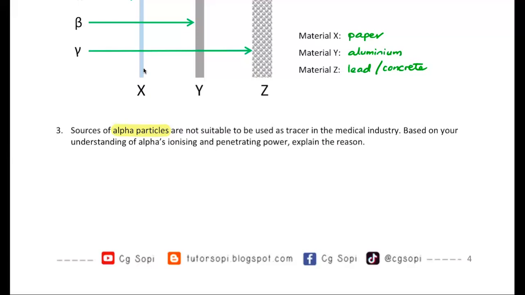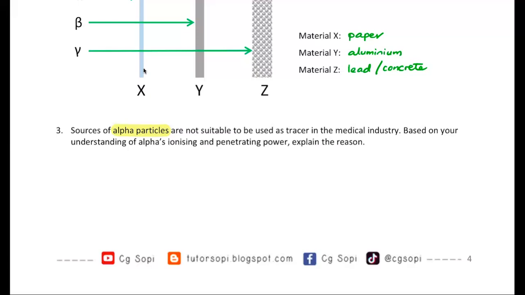And then another thing, alpha particle is also not suitable to be used as a tracer in the medical industry because the penetrating power is very low. Okay, remember, penetrating power for alpha particle is very low because it can be stopped by our skin and also a piece of paper. So it won't be able to penetrate through our skin. So that's why it is not suitable to be used as a tracer.